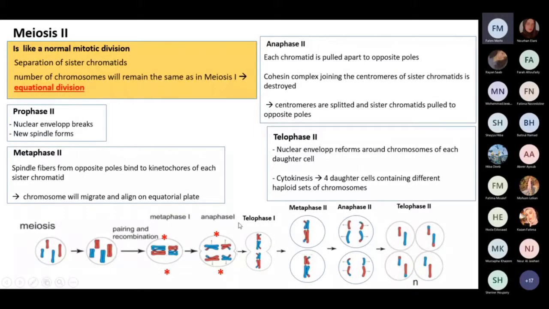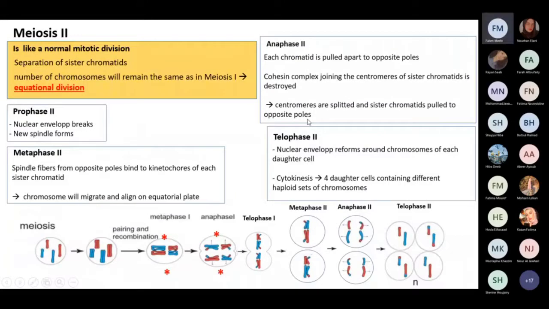At the anaphase 1, each chromatid is pulled apart to opposite poles. And the coenzyme complex, why it is made possible, why we can pull them apart and separate them, because the coenzyme complex maintaining or joining the centromeres of sister chromatids will be destroyed. We don't have any more hydal protein complex that is joining the chromatids at the centromere region. This coenzyme complex will be destroyed, so we can separate the two different chromatids. So the centromeres are splitted and the sister chromatids pulled to opposite poles.